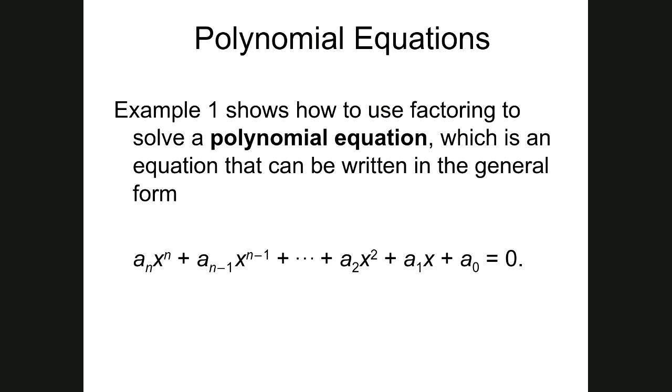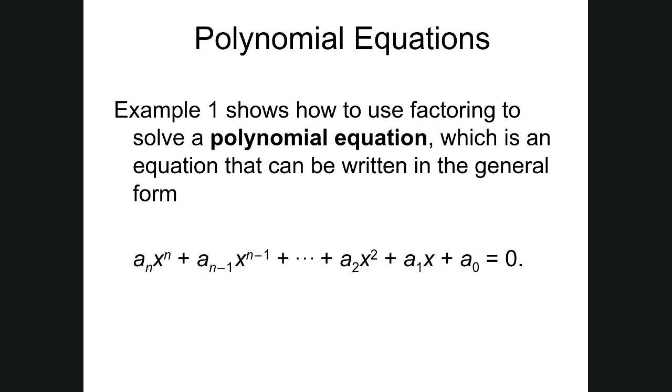Example 1 shows how to use factoring to solve a polynomial equation, which is an equation that can be written in the general form a_n x^n + a_(n-1) x^(n-1) and so on. So you write it from highest power to lowest power. That's what they're trying to get at. When you write a polynomial equation from highest degree to lowest degree, that's what you want in order to work on that problem.